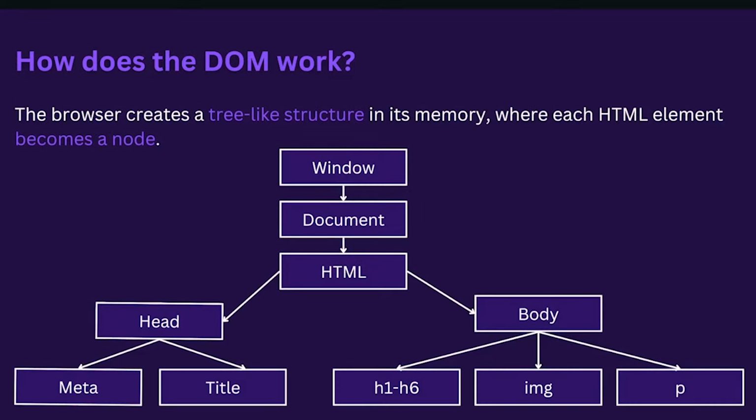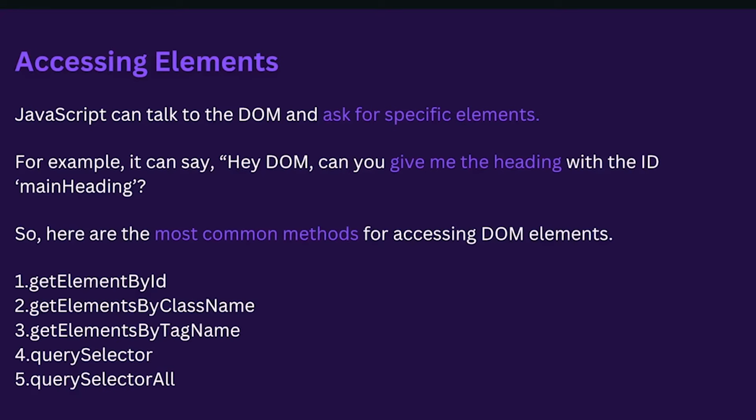How does the DOM work? The browser creates a tree-like structure in its memory where each HTML element becomes a node. JavaScript can talk to the DOM and ask for specific elements. For example, it can say, "Hey DOM, can you give me the heading with the ID main heading?"